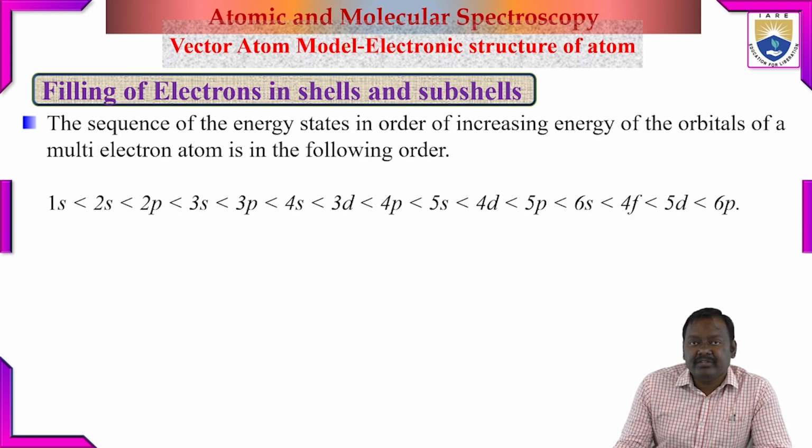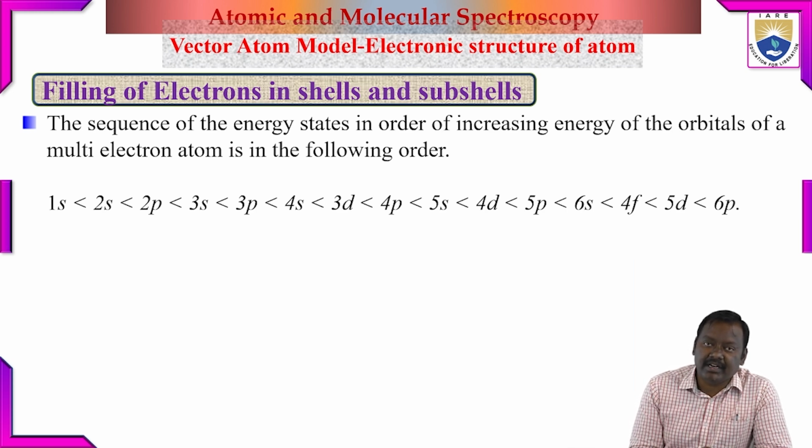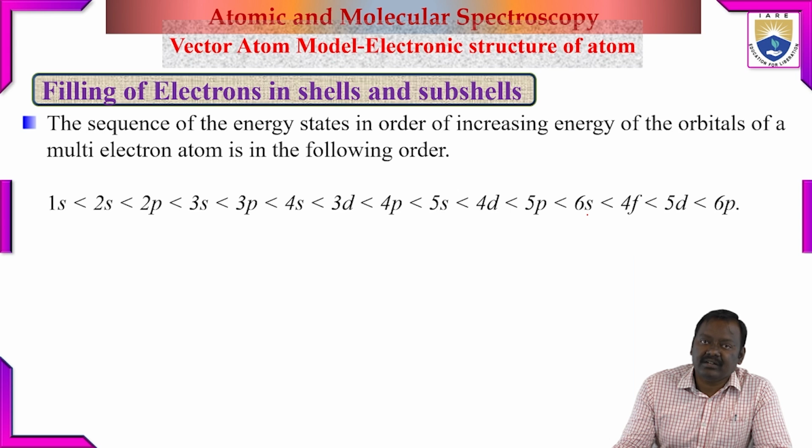The sequence of energy states in order of increasing energy of the orbitals of a multi-electron atom is as follows. While filling the electrons in the different orbitals in an atom, we need to follow the order: 1s, 2s, 2p, 3s, 3p, 4s, 3d, 4p. This is the increasing order of energy of the orbitals. As we go from left to right, energy of the orbitals increases.